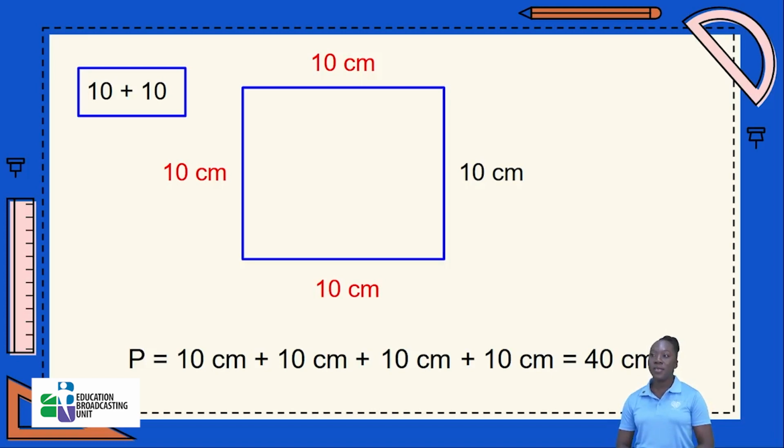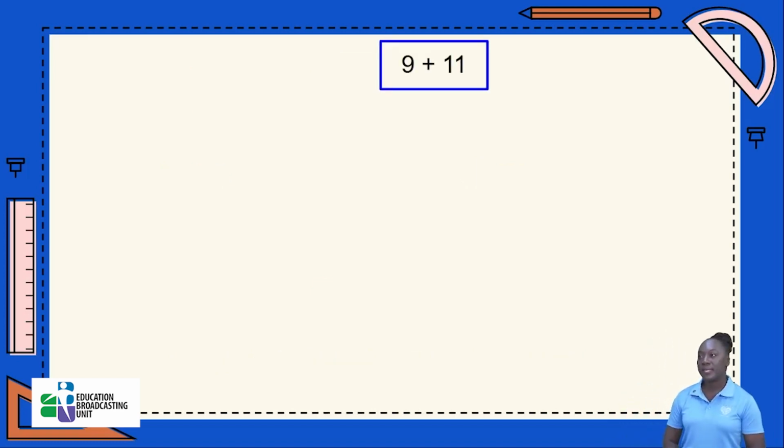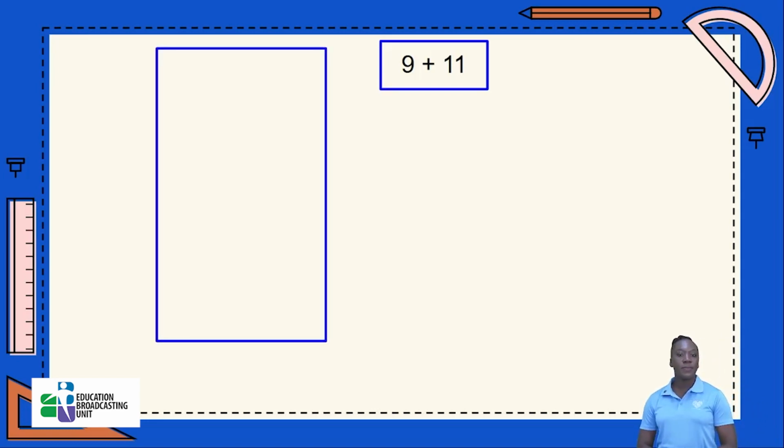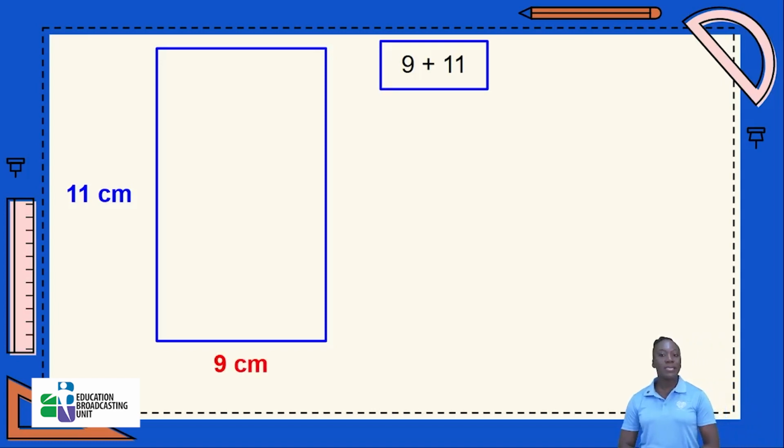Let's try another pair. This time we'll use 9 plus 11. This gives us a true rectangle. As a result, the length of the poster would be 11 centimeters, being the longer side, and the width would be 9 centimeters, the shorter side.